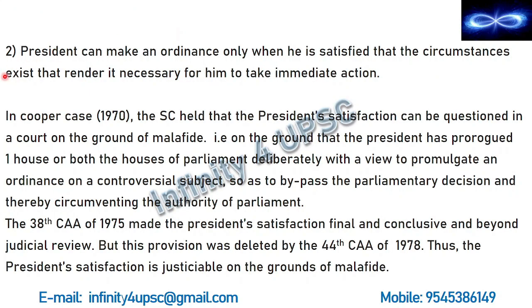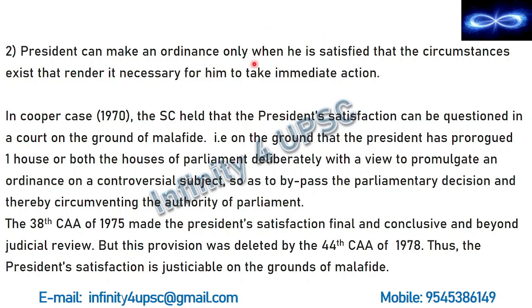Next limitation, the President can make an ordinance only when he is satisfied that the circumstances exist that make it necessary for him to take immediate action. Now this statement that he is satisfied is a very open-ended condition.